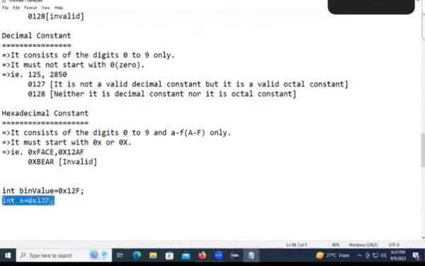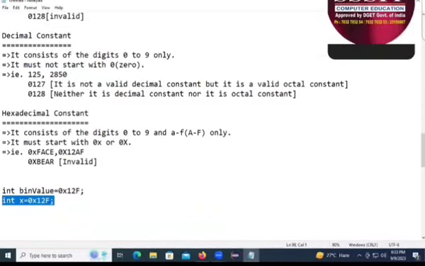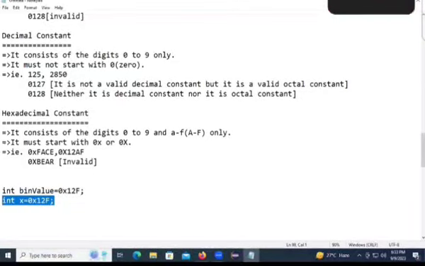This line: int x equal to 0x multiplier. Valid or invalid? Valid, right? When this is valid, then why is that invalid? It's just the name of the container only. Look at the container type. What type is this container?